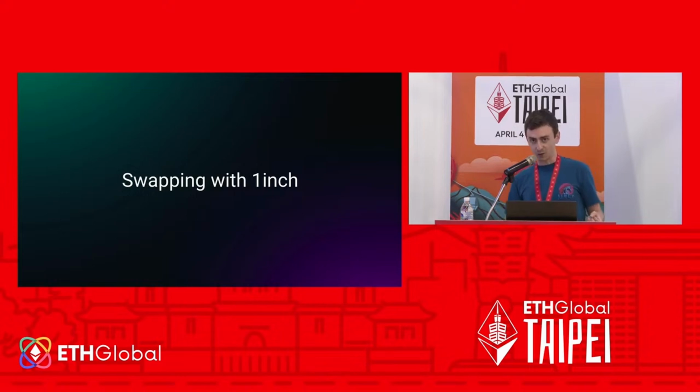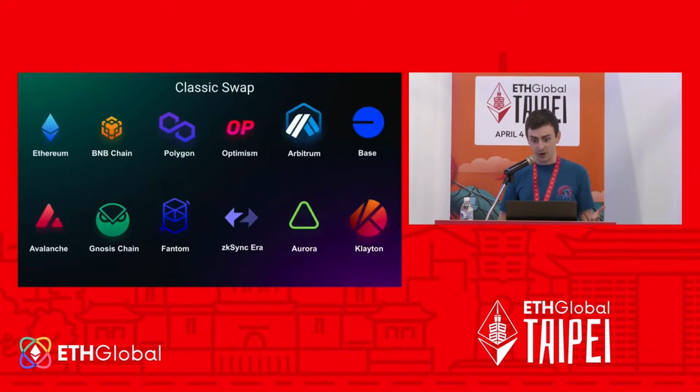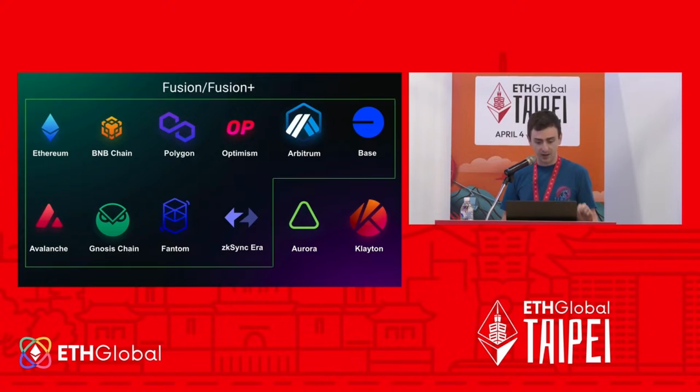So let's talk about swapping with 1inch, starting with where you can actually do it. These are the chains that we have deployed on for our Classic Swap, which is our aggregator that most people know us for. We're on Ethereum, many side chains, many L2s, and some other L1s as well. Fusion and Fusion Plus, which are our intent-based swaps and cross-chain swaps, are on a subset of that, but it's still on 10 of the 12 that we've launched on, so we still have pretty good coverage there as well.